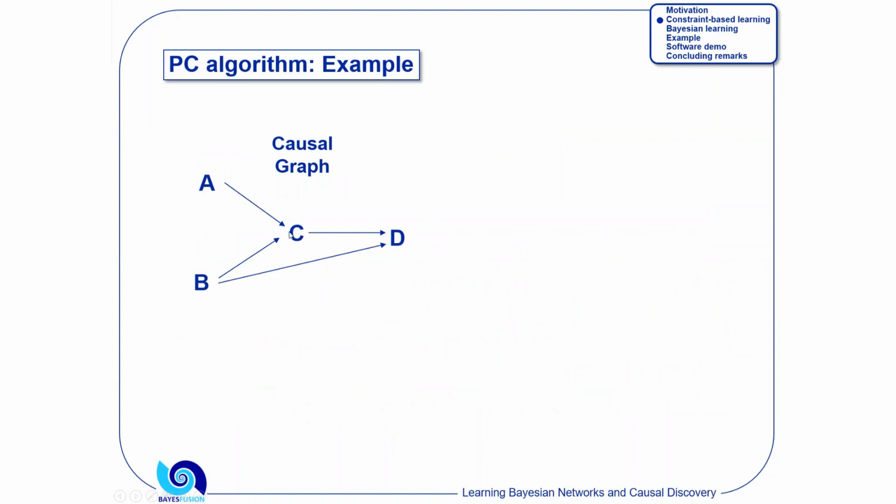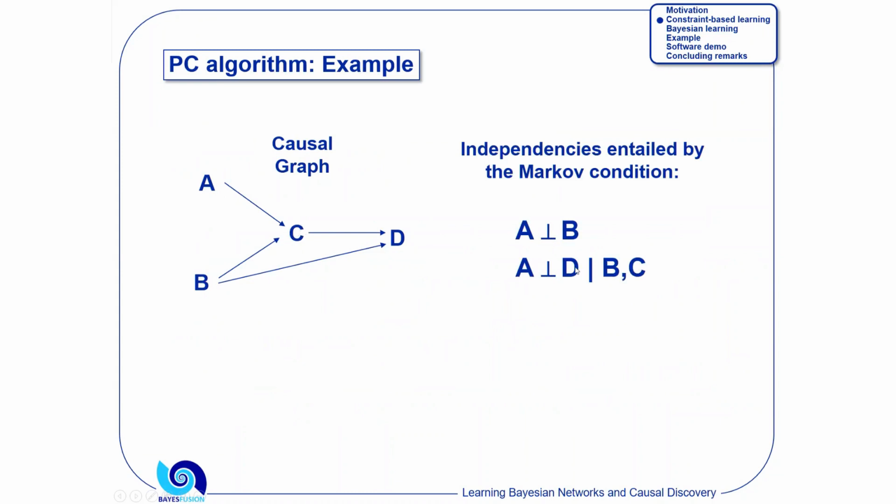But if you condition on C, then A and B become dependent, and then B through the arc will make D dependent. So conditioning on C alone is not enough, because then they will be dependent through B. So if you condition on B and C, then they are going to be independent. So this is the first stage.